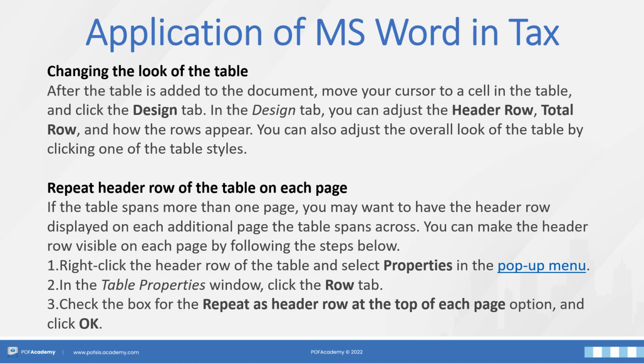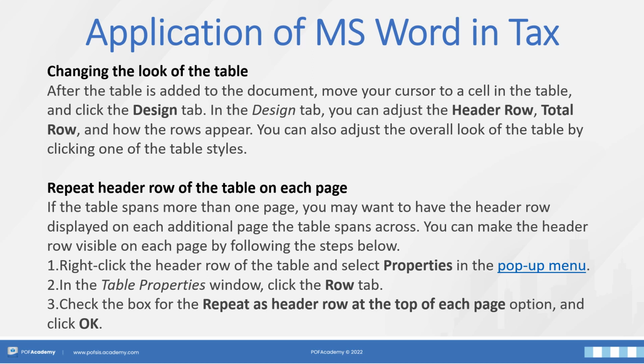Next, if you want to change the look of the table, after you add the table in the document, move your cursor to a cell in the table and click the Design tab. Then, in the Design tab, you can adjust the header, row, total row, and how the rows appear. You can also adjust the overall look of the table by clicking one of the table styles. There also, you can choose from different colors.